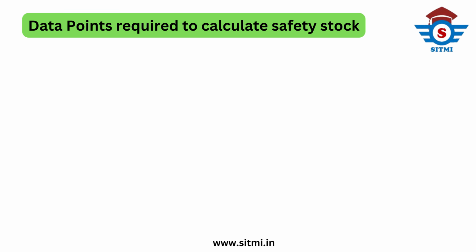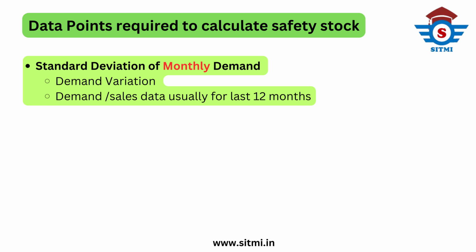Now to calculate the safety stock, we need three major factors. The first factor is the standard deviation of monthly demand, which is a part of demand variation. To understand that demand variation, we need demand or sometimes sales data, which is usually considered for the last 12 months. So this is the first data we need for the safety stock calculation.